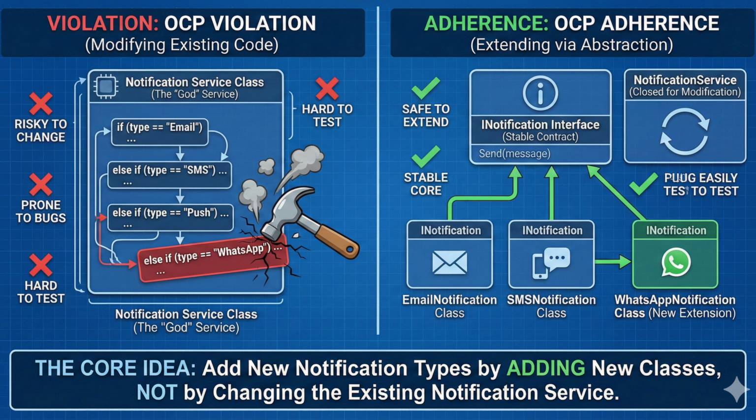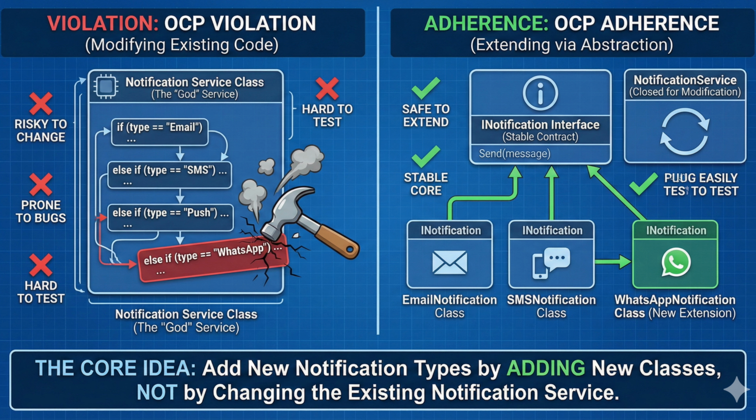On the left side of this image, we see a clear violation of the open-closed principle. Here, we have a single large notification service class, often called the God class, because it handles everything. Inside this class, we keep writing multiple if and else if conditions like email, SMS, push, and WhatsApp notifications. Every time a new notification type is required, we open this class again, modify the code, add new conditions, and risk breaking the existing working features.